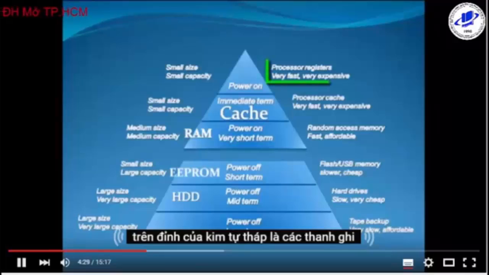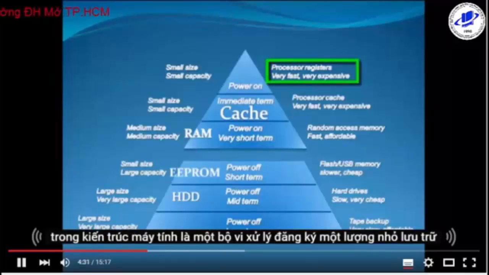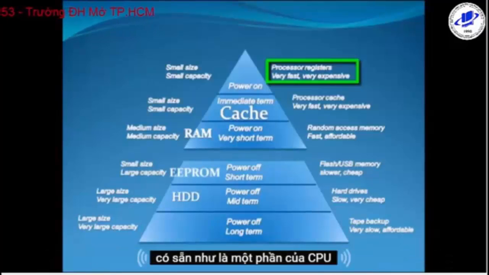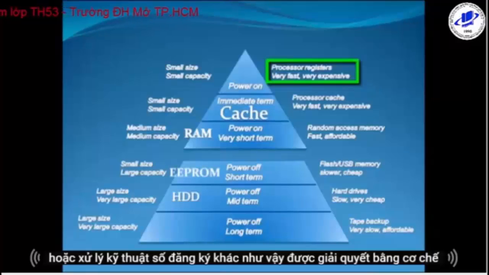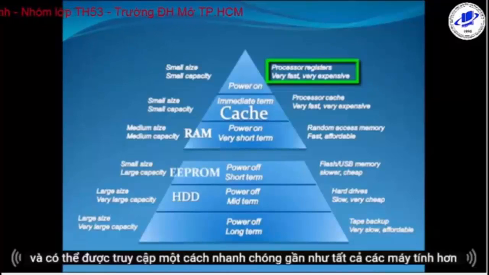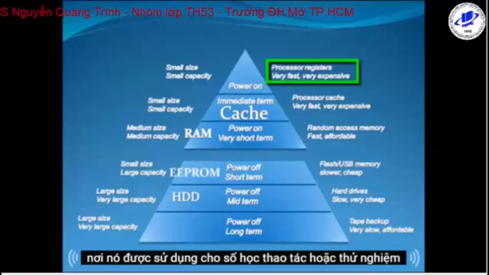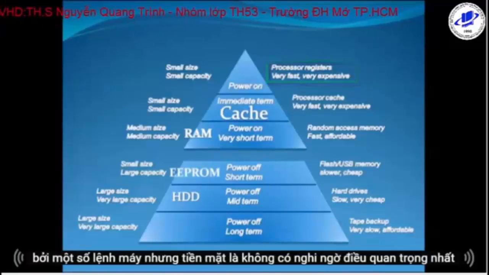Next is the processor register. In computer architecture, a processor register is a small amount of storage available as part of a CPU or other digital processor. Such registers are addressed by mechanisms other than main memory and can be accessed more quickly. Almost all computers, load-store architecture or not, load data from a larger memory into registers, where it is used for arithmetic, manipulated, or tested by some machine instruction.